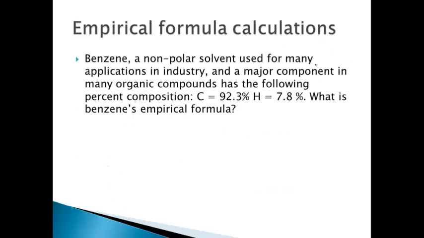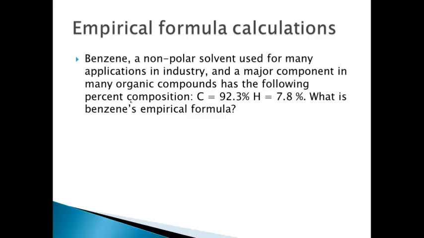With that being said, we can actually calculate and learn how to find empirical formulas on our own. So here we go, start with this one. Benzene is a nonpolar solvent used in many applications in industry, a major component of many organic compounds, and has the following percent composition. I just gave you a bunch of information that's not really needed to solve this, but this information is. Look at this word, percent composition. We did this in the last video. We're given the percent composition, and it asks what's the empirical formula.